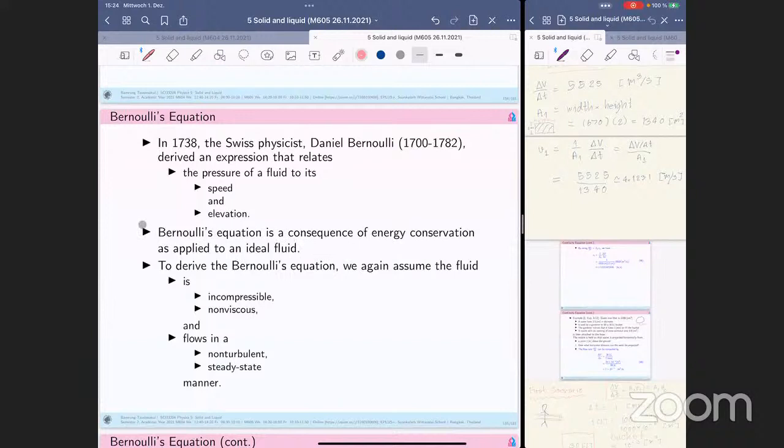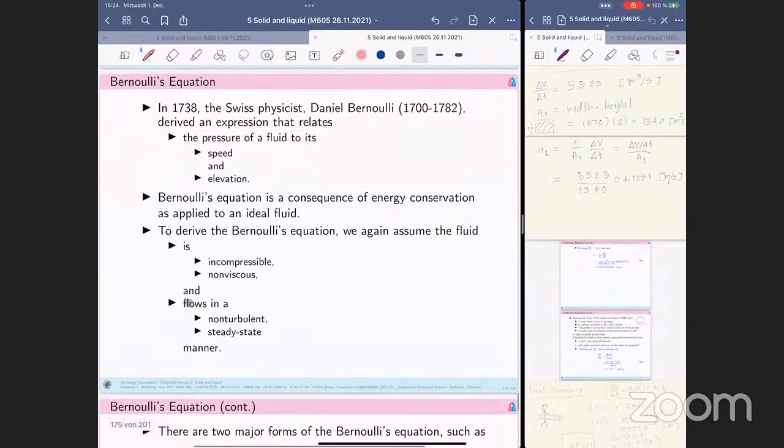Okay, let's say again that we have to take into account the ideal fluid. To derive Bernoulli's equation, we again assume the fluid to be incompressible and non-viscous. Incompressible, what does that mean? The volume cannot be compressed, and it has no friction among the several layers of the fluid, and the fluid flows in a non-turbulent sense.